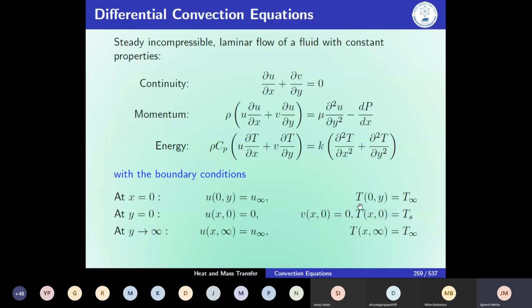And for the temperature, if you are drawing the temperature profile, at x equal to 0, again at that point, whatever may be your y, the temperature is equal to T infinity. So this is also the free stream temperature T infinity. So both of them are unaffected yet.